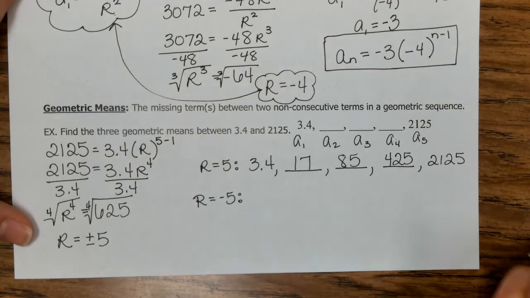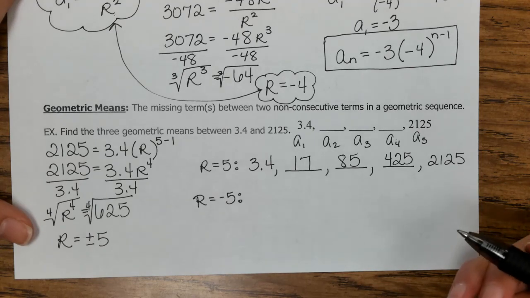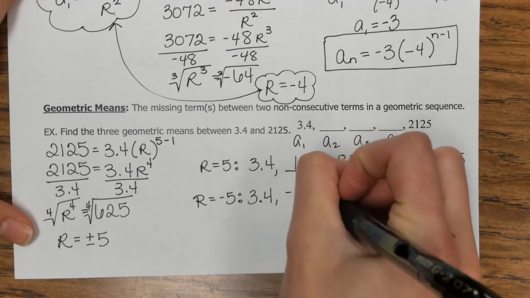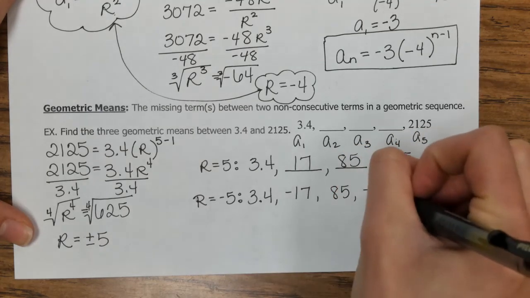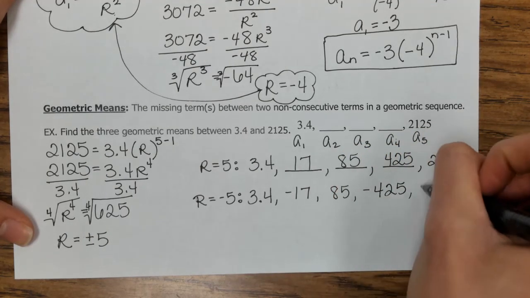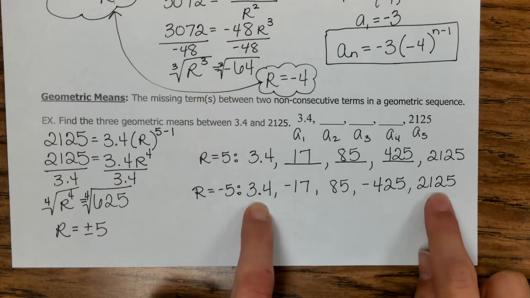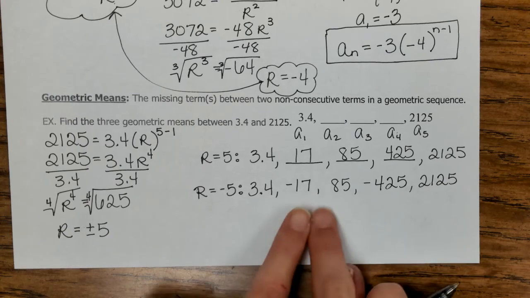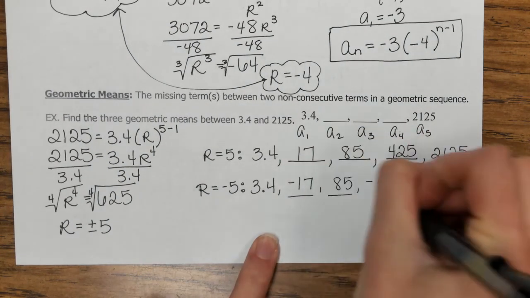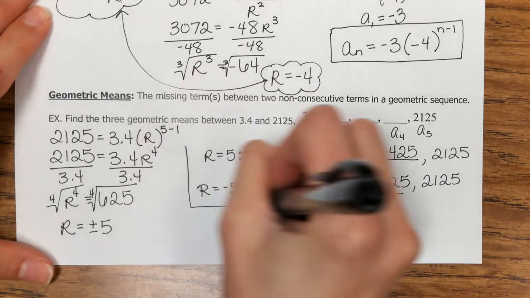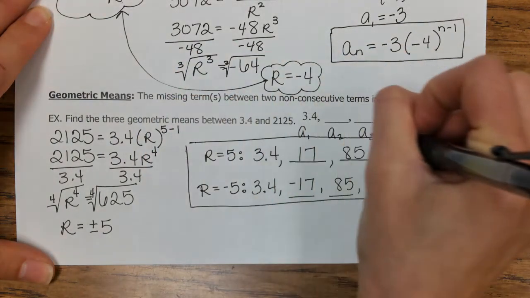Yeah, so if you have a common ratio of a negative, then that means you're going to have alternating negatives. So that's going to be a negative 17, a positive 85, and a negative 425. Because really, either way, you can start with a 3.4 and end with a positive 2125. You don't know without it specifying if it's positive or negative. So if you end up getting an even root right here, make sure that you find the means for both positive and negative ratios.